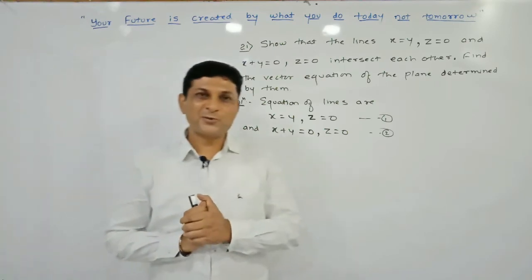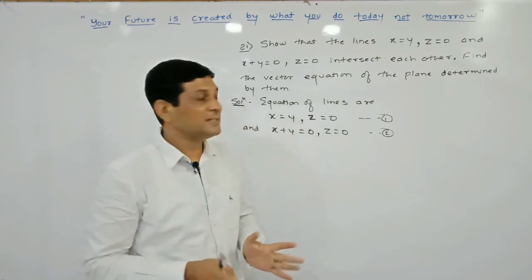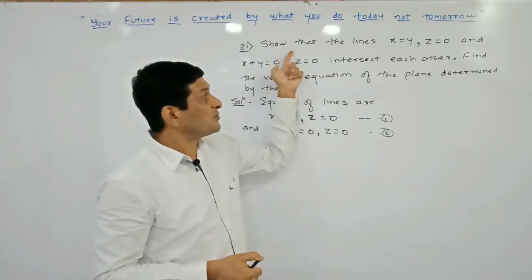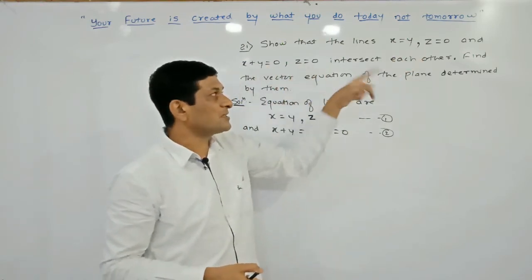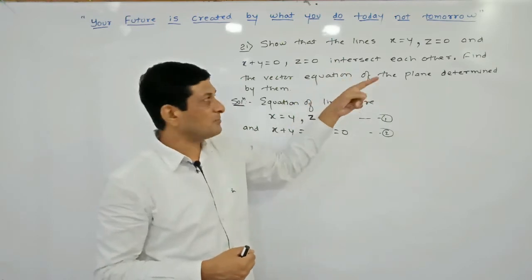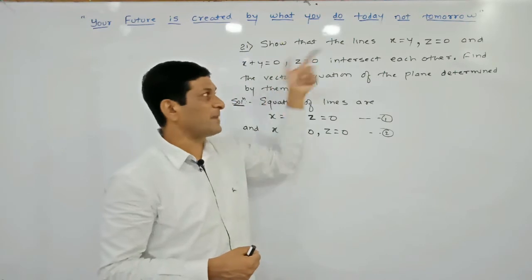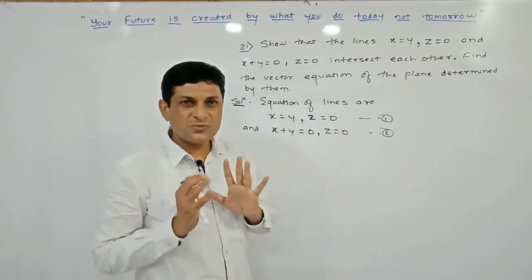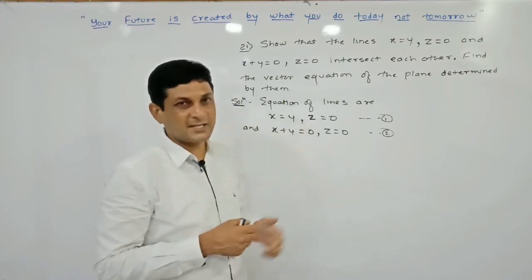Now let us try to solve example number 21, the last example from this chapter. In this example we have to show that this first line and this second line intersect each other. The second part of this example is to find out the vector equation of plane determined by these two lines. So the first part is, we have to show that these two lines intersect each other.